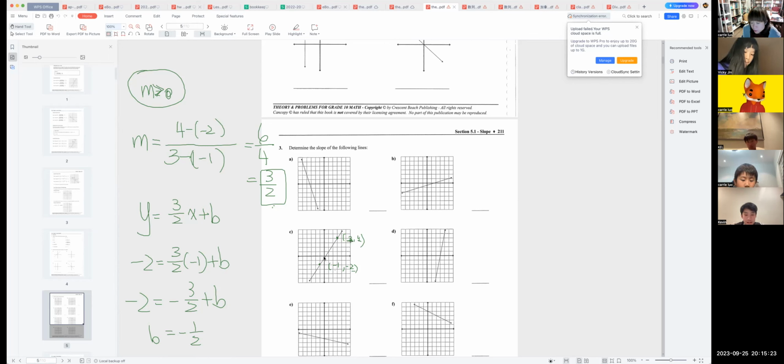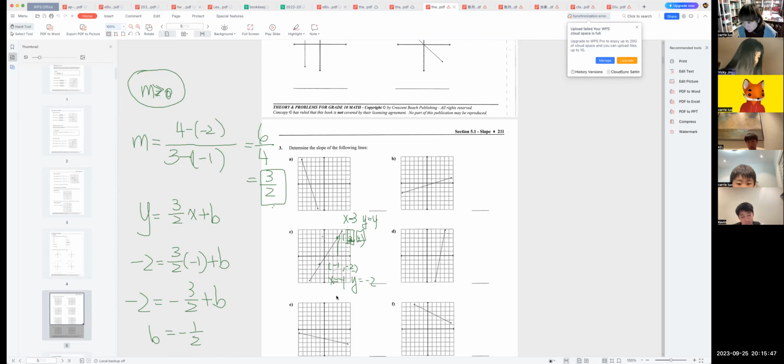Three comes where? 3 is a measurement on the x-axis. 1, 2, 3. So this is 3. 4 is 1, 2, 3, 4. So this is a value on the x-axis, and this is a value on the y-axis. That's why this is x equals 3, and this is y equals 4. And this is x equals negative 1, and y equals negative 2. Get it?